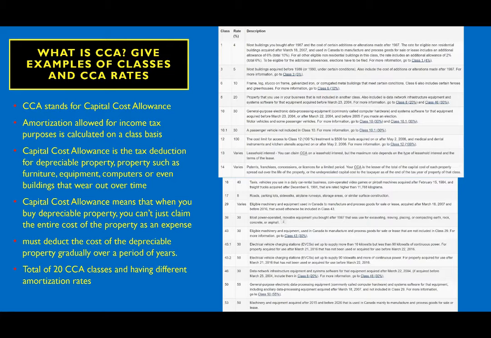There's a total of 20 CCA classes, having different amortization rates. An example of a CCA class would be Class 10, which motor vehicles fall under, with a depreciation rate of 30.